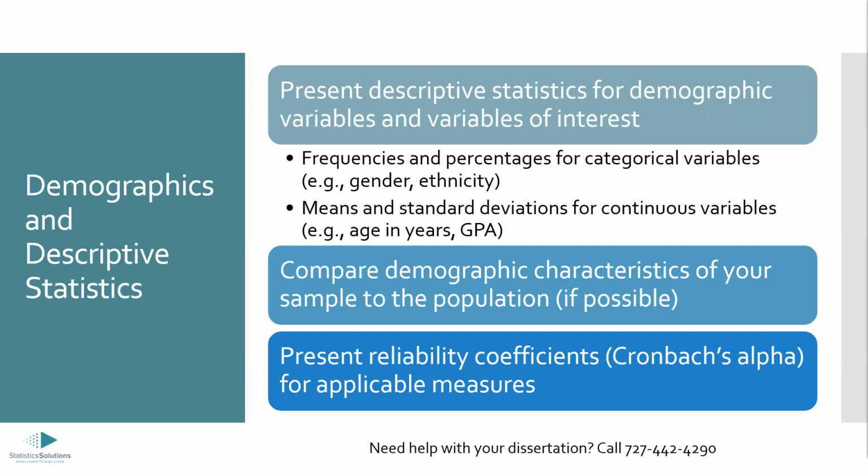If possible, you may want to compare the demographic characteristics of your sample to the population. So for instance, if you have information about the gender breakdown in your population of interest, you may want to compare that to the proportions of men and women in your study to see if it was similar to the population or not. And then if you have survey instruments for which reliability is applicable, you may want to present Cronbach's alpha reliability coefficients for those survey instruments.